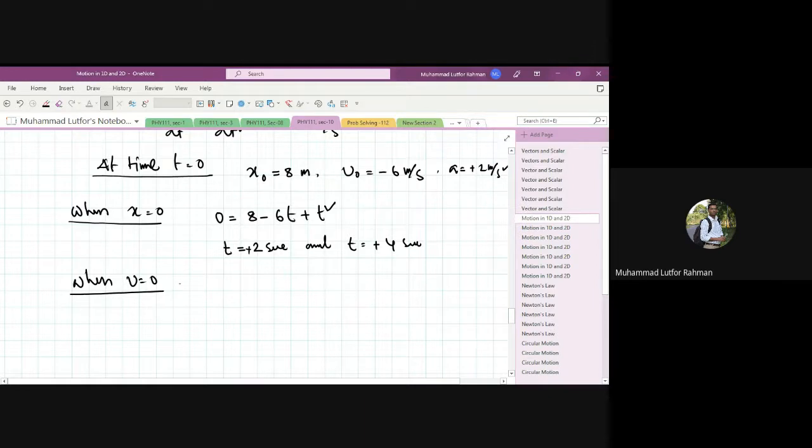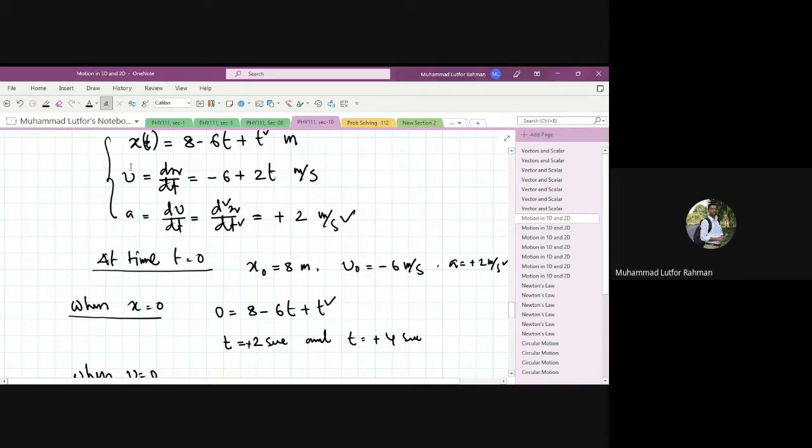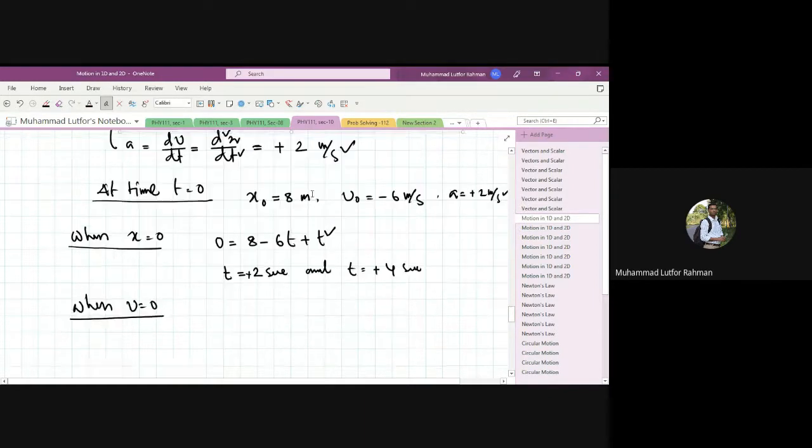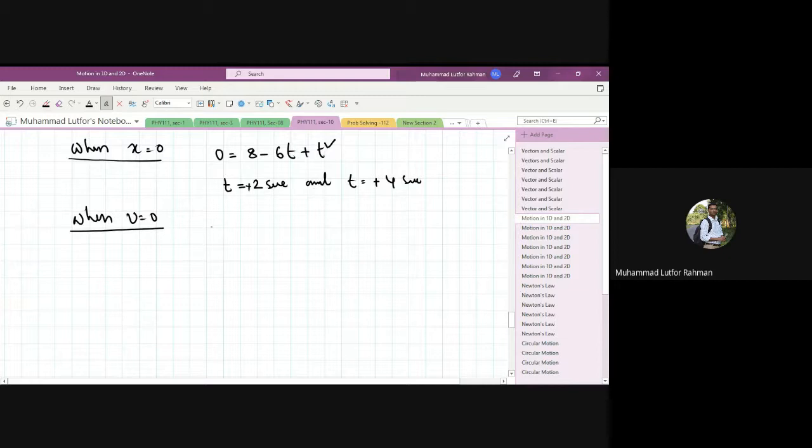That I can find out. I'll just plug in v equal to 0 into that equation: 0 equals minus 6 plus 2t. Then I'll find out t would be basically 3 seconds, right? At t equal to 3 seconds, your velocity will be 0. And find out when the velocity is 0, what is the location of that particle?